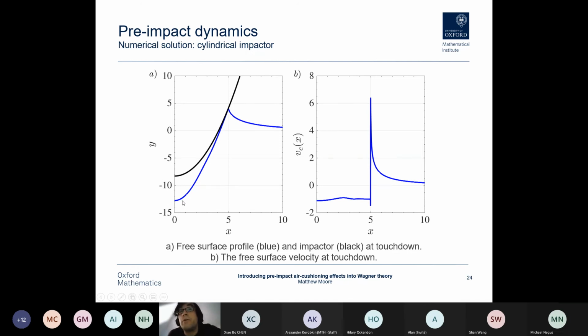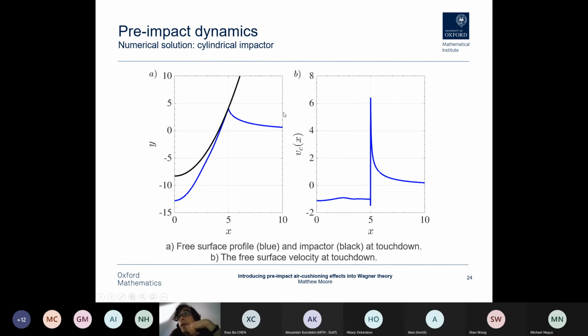This is the free surface profile when the code breaks down. I give it a given tolerance, so once the gap between the body and the sea becomes sufficiently small, the code stops and says it's touchdown. And you can see that we've got this bubble of air trapped between the body and the sea. And this is the free surface velocity in plot B.